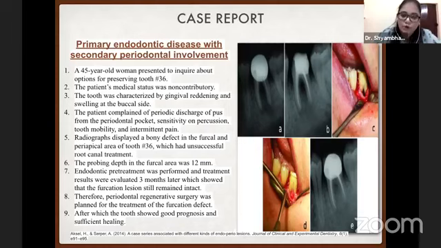Radiographs displayed a bony defect in the furcal and the periapical area of 3/6, which had unsuccessful root canal treatment. The probing depth at the furcal area was 12 mm. So the decision was made, first of all, to go ahead with the re-root canal therapy, wherein the coronal restoration was removed and the previously done unsatisfactory root canal treatment was repaired or done again, and a proper root canal therapy was done as seen in image B.